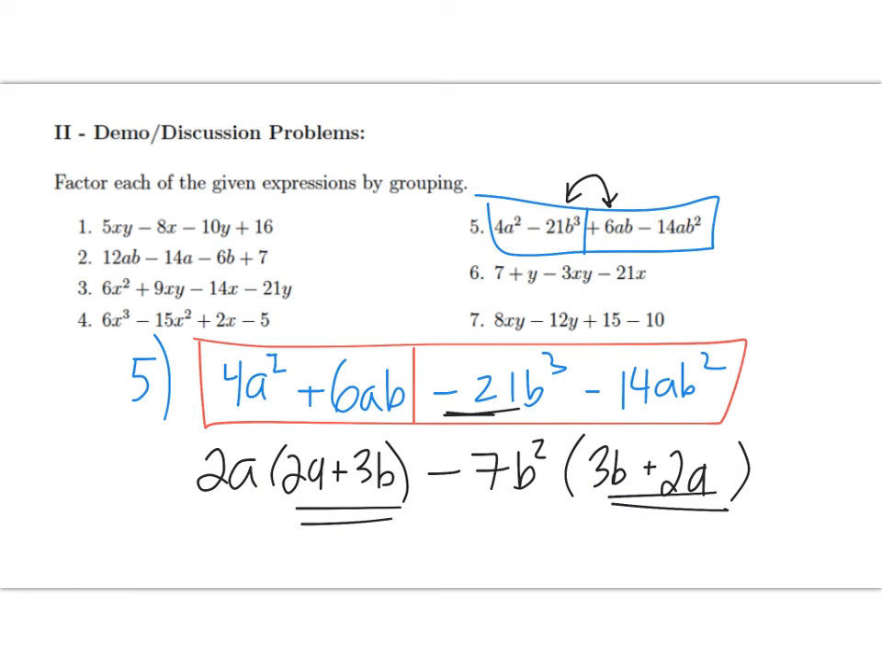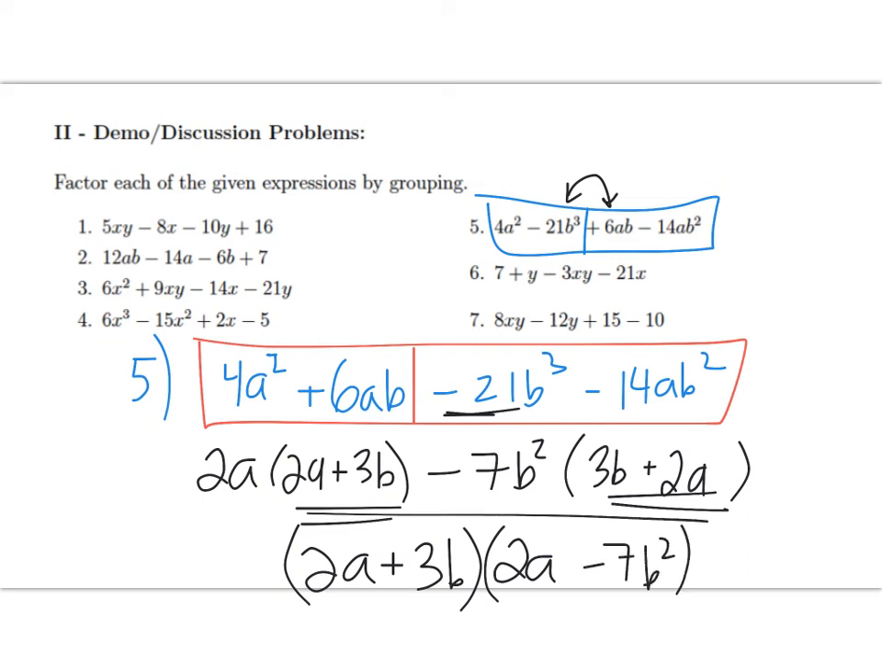2a plus 3b and 2a plus 3b, that's our greatest common factor. So we have 2a plus 3b, our greatest common factor. And we would distribute it to the 2a and the negative 7b squared. And that's our final answer. So sometimes you may have to move things around. So I might star this one because it's a little bit more special than the others.